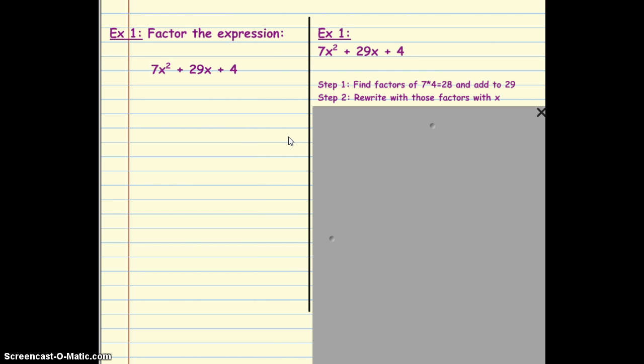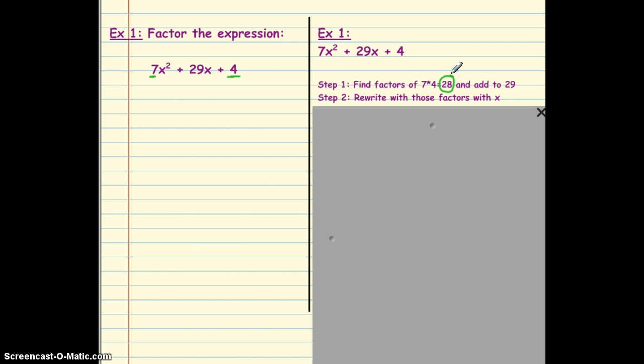Alright, example number 1 is we are going to factor the expression 7x squared plus 29x plus 4. Step number 1: we are not quite sure how to factor these when we have a coefficient in front of our x squared. So first we need to find factors of the 7, the number in front of x squared, times the constant. So we're going to find the factors of 7 times 4, which is 28.